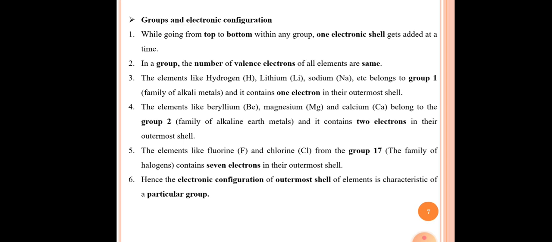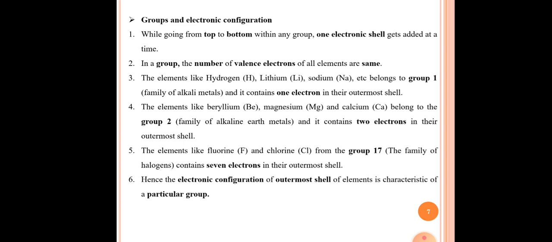Okay? So our third point is, the elements like hydrogen, lithium, sodium, etc. belong to group 1, that is the family of alkali metals, and it contains one electron in their outermost shell. So the elements like hydrogen, lithium, sodium belong to group 1, and the elements present in group 1 are called alkali metals. Okay, so in case of alkali metals, the number of valence electrons is 1. All the elements present in group 1 show the valence number of electrons, which is 1.